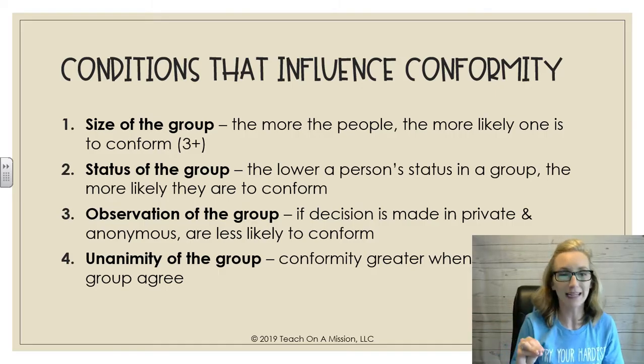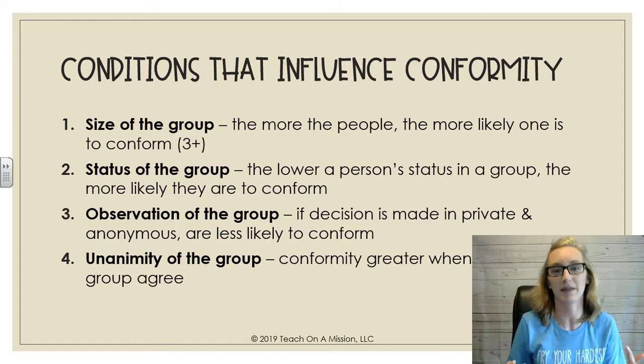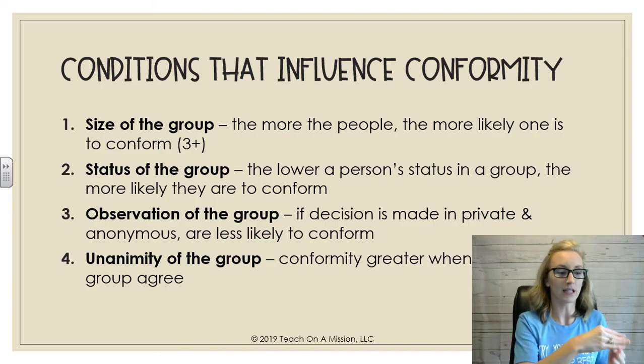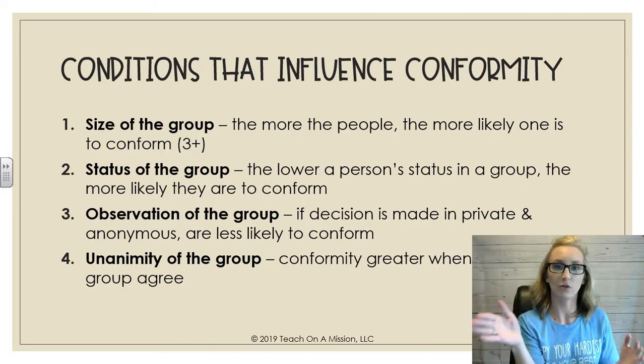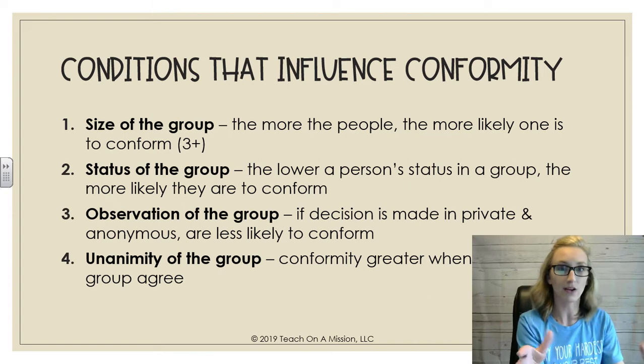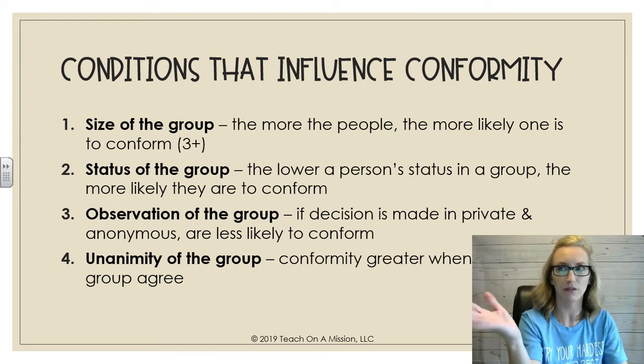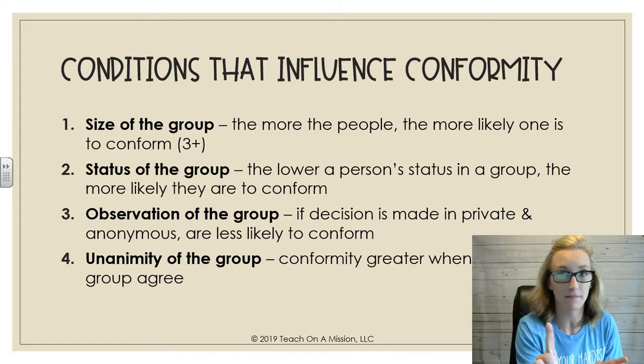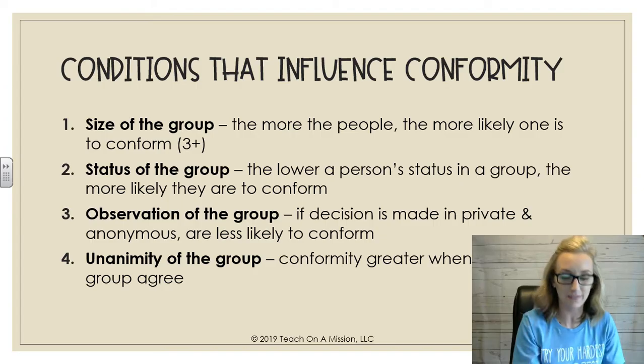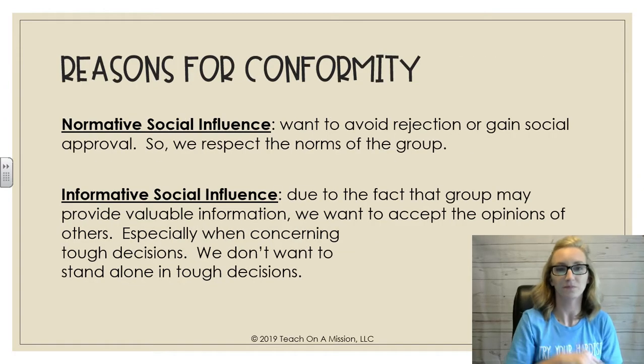And then unanimity of the group. This is being anonymous. Conformity is greater when all in the group agree. So it's really important that all 9 of the pseudo patients answered one way. They all answered A or B, whichever the other wrong one was, right? And that even if one of them answered differently, conformity significantly drops.